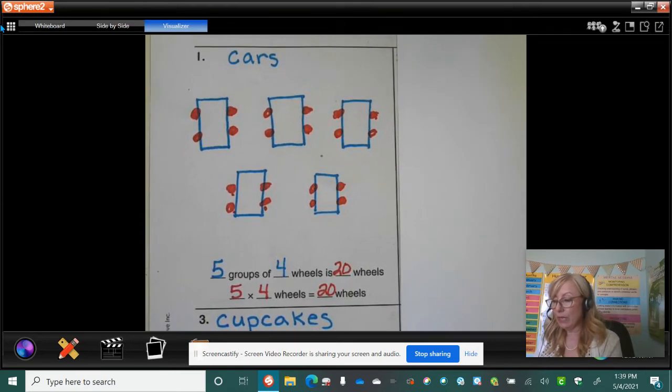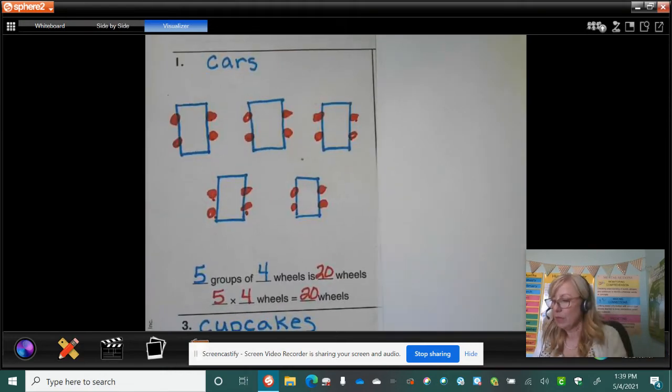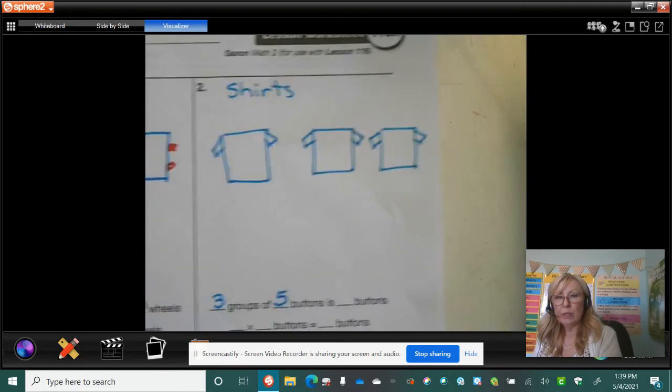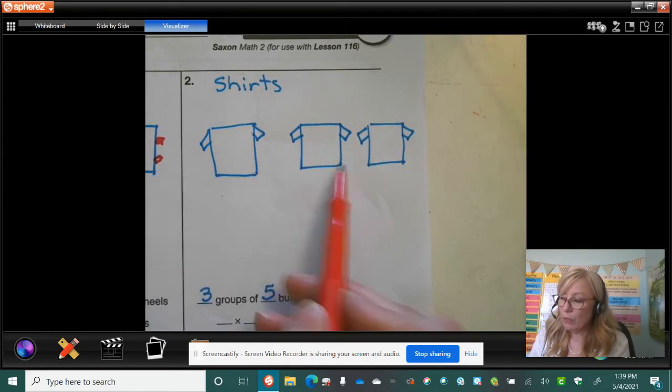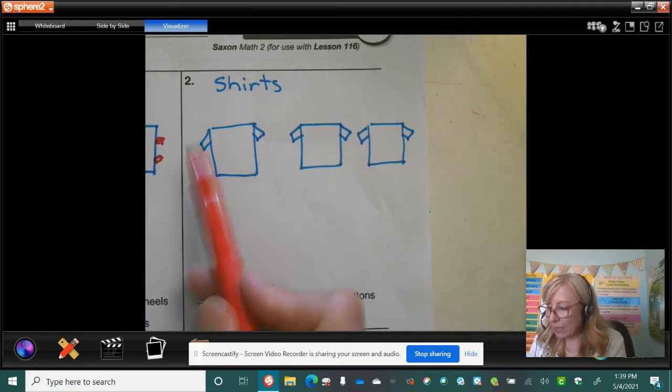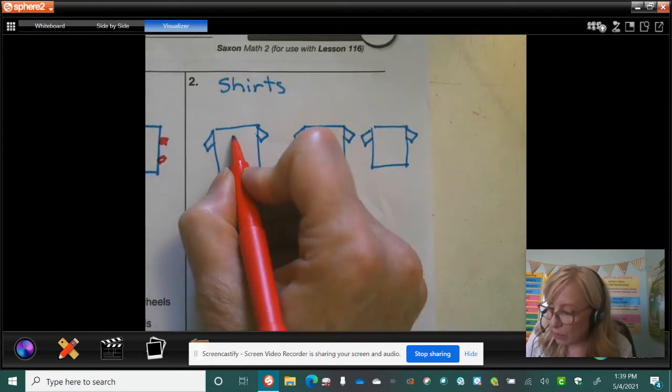Let's do number 2. Number 2, we are going to draw 3 shirts. So first I drew 3 squares and then I added on little sleeves. I have 3 groups and we're going to put 5 buttons on each shirt. So let's draw our 5 buttons.